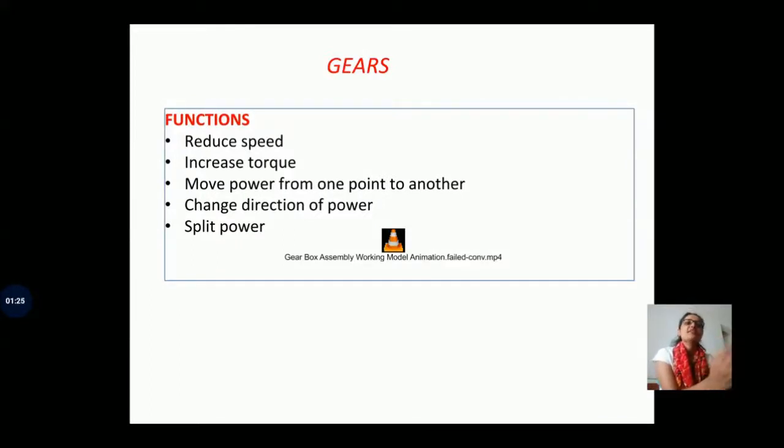First is the gears. Now we all know about gears. Gear is a power transmitting device which is used to transmit power from one shaft to another shaft without slipping. There are other power transmitting devices like belt drive and chain drive, but in case of belt drive there are chances of slipping. So gear is a positive drive, it is a compact drive, and it is used for high power transmission. Where the torque is more, we can use the gear drive.